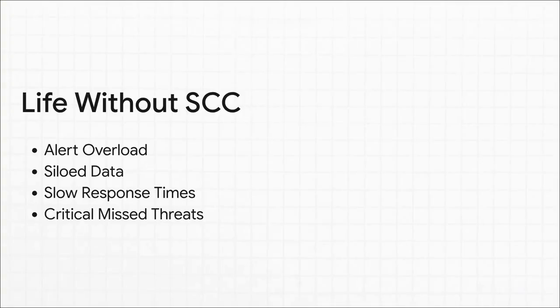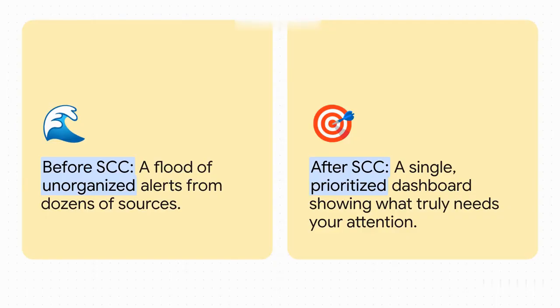Trying to secure that digital city with no central command center, it's pure chaos. You've got alerts just shouting at you from every corner. Your data's all separated, so you can't see the big picture. Your response times are slow, and in all that confusion, you just know that critical threats are being missed. It is a total recipe for disaster. And this just shows the difference so clearly. It's night and day. Before you have something like a central command center, you are just drowning in this flood of totally unorganized alerts. After, you get a single, prioritized dashboard. It's the difference between being in a panicked crowd and a calm, organized control room that tells you exactly what needs your attention right now.